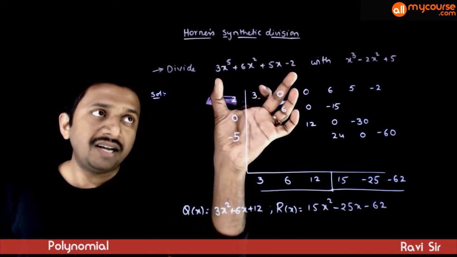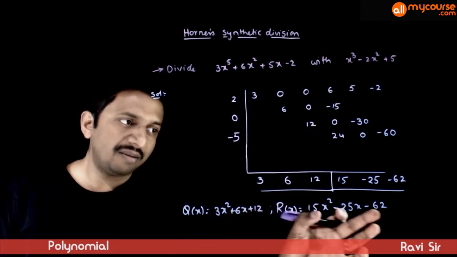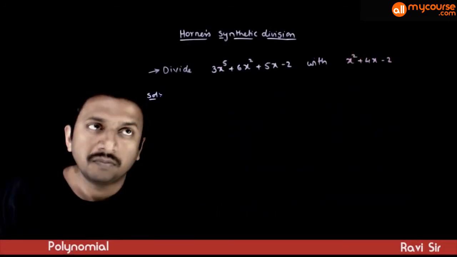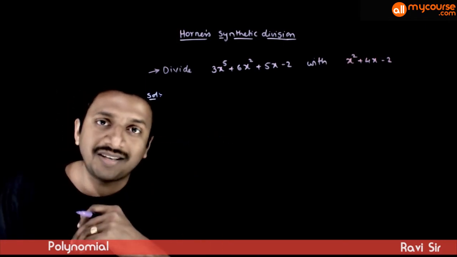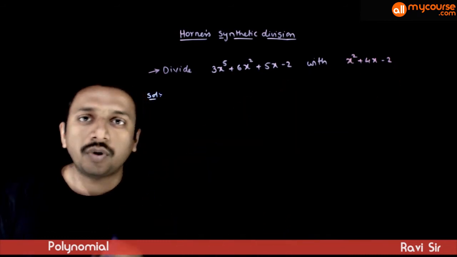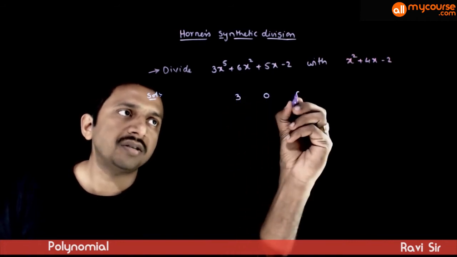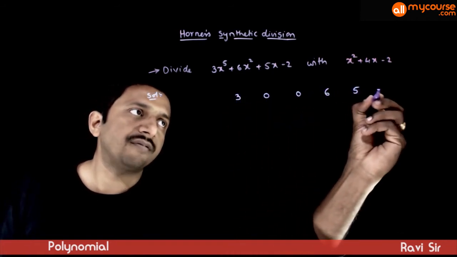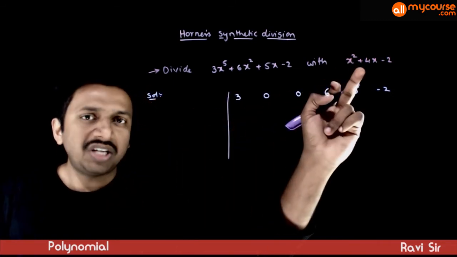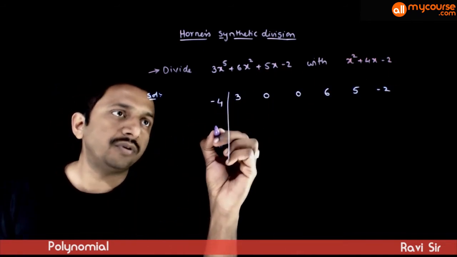So I can write the polynomial as divisor times this plus this. So I hope the process is clear. So let us take a similar example. You're asked to divide the same expression, this time by x square plus 4x minus 2. So how do we do this? Again, write the coefficients 3, 0, 0, 6, 5, minus 2. Now the leading coefficient is 1, so I don't need to write it. So change the signs of the remaining coefficients. So you get minus 4 and plus 2.